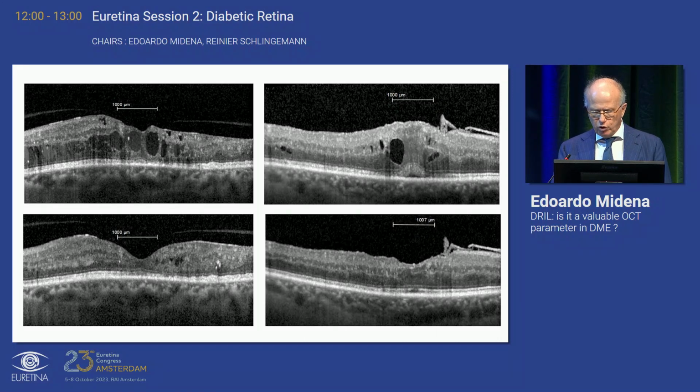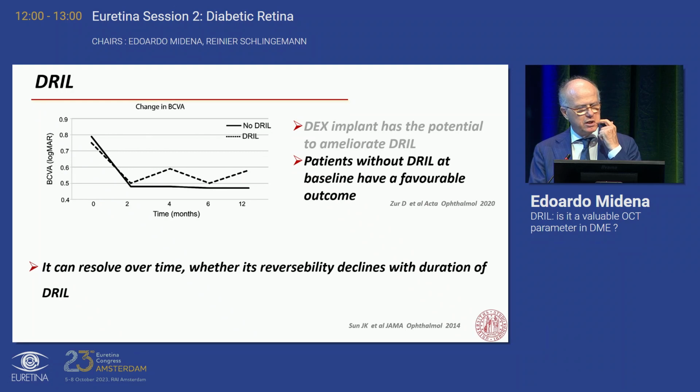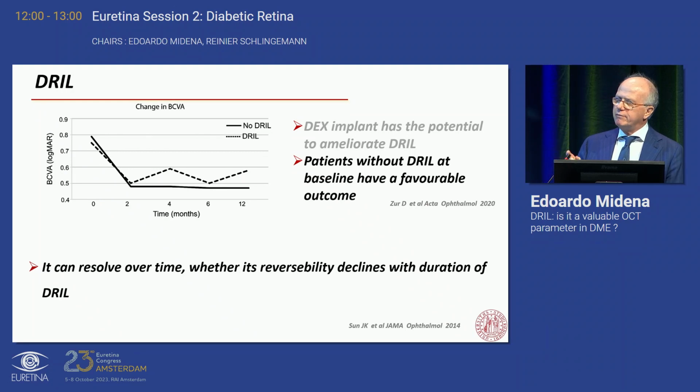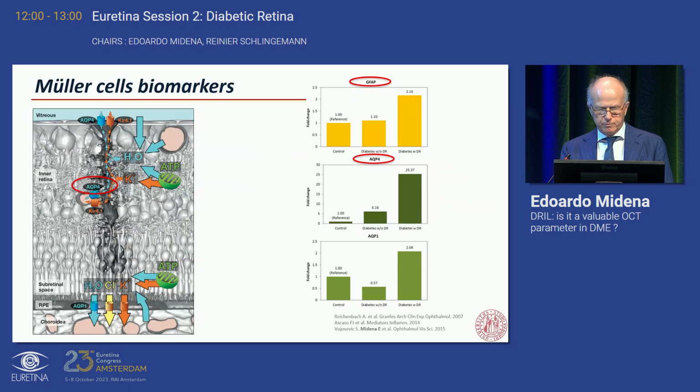And this is the evolution that happens of this component inside the eye. It can resolve over time. This fog disappears slowly, but it depends on the duration of this phenomenon, on the results on the visual function. And what about the hyperactivity of the Mueller cells? It's well known inside the human eyes.